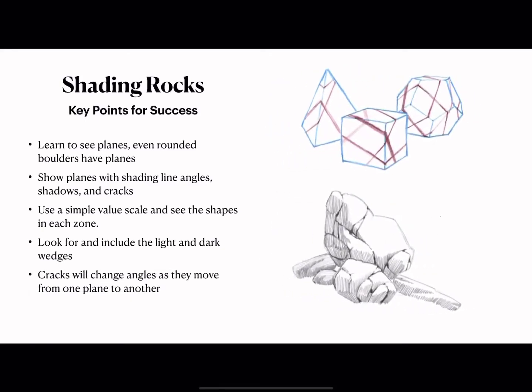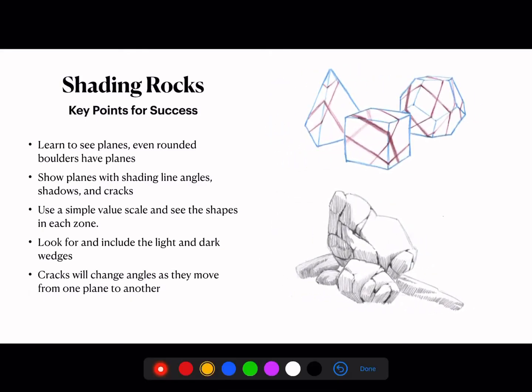Cracks will change angles as they move from one plane to another. Cracks and veins will help you show plane changes. The cracks change direction every time they pass onto another plane, so look for cracks in your rock. Make sure they change angles along with your shadows and shading lines.